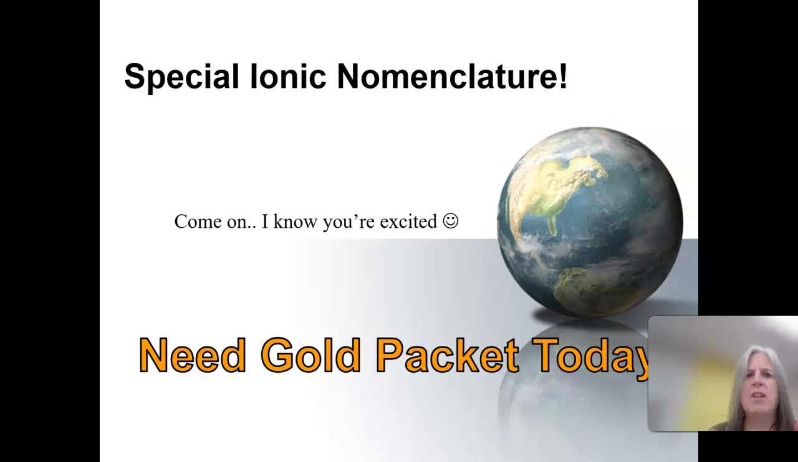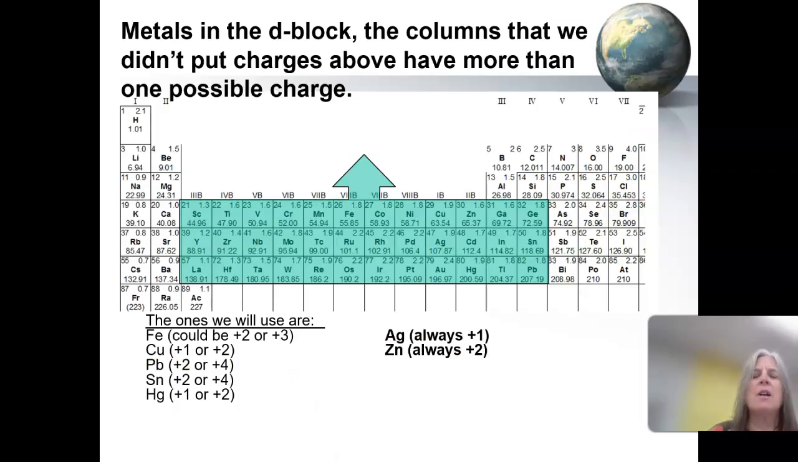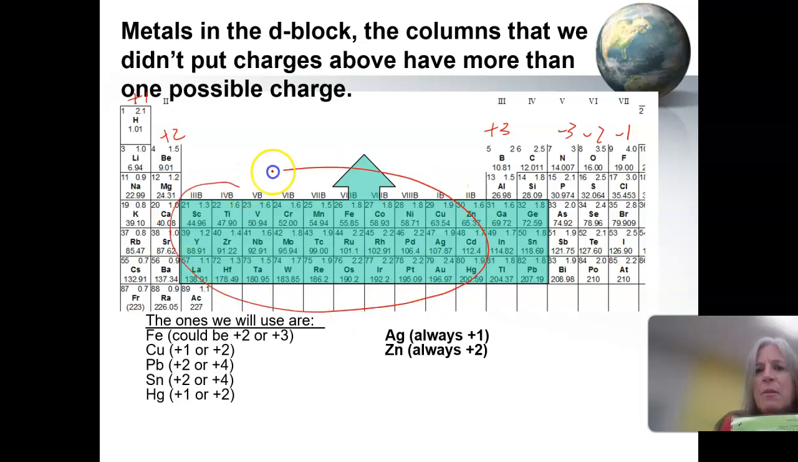So what's special? Well, if you remember on our periodic tables, we put charges on top of some columns. Like this was +1, this was +2, we had a +3 here, and then -3, -2, -1. But we didn't put any charges on top of our transition elements or anything here. And the reason for that is these guys could be different charges. See, iron could be +2 or +3. Copper could be +1 or +2.